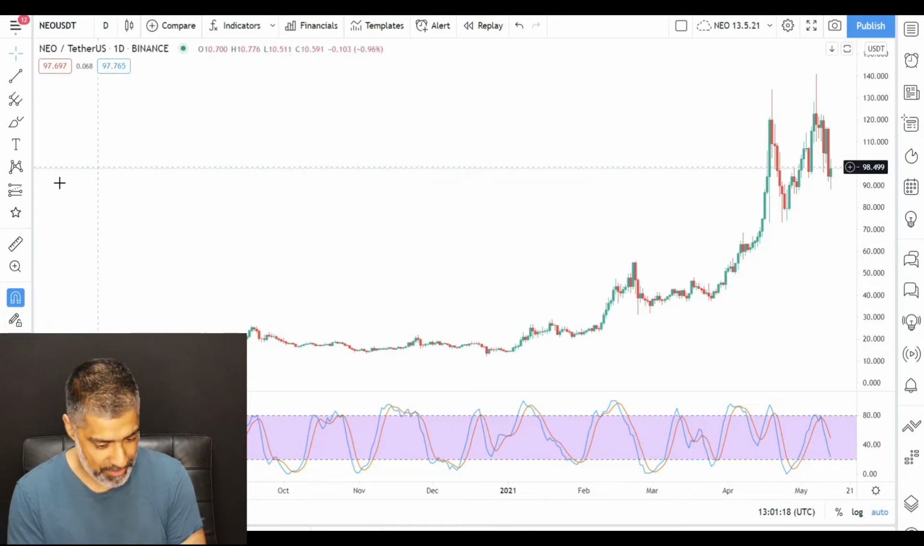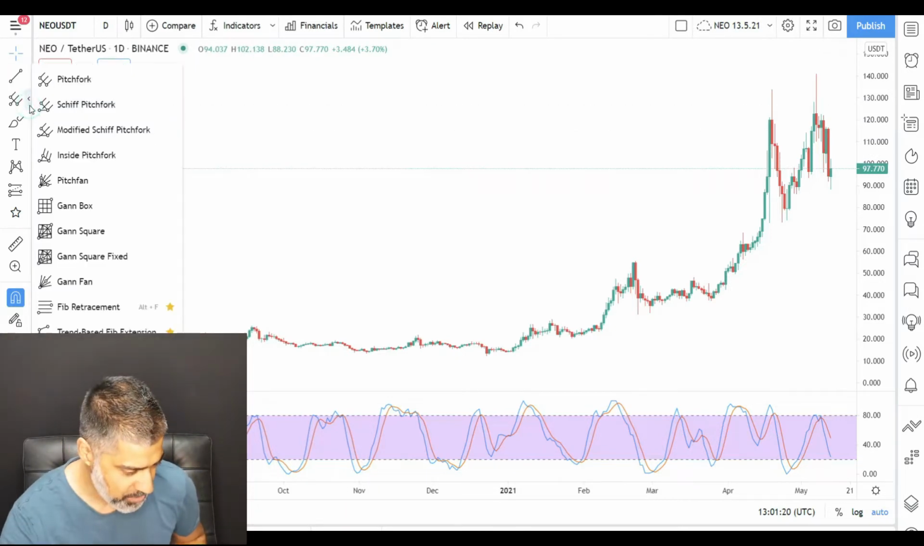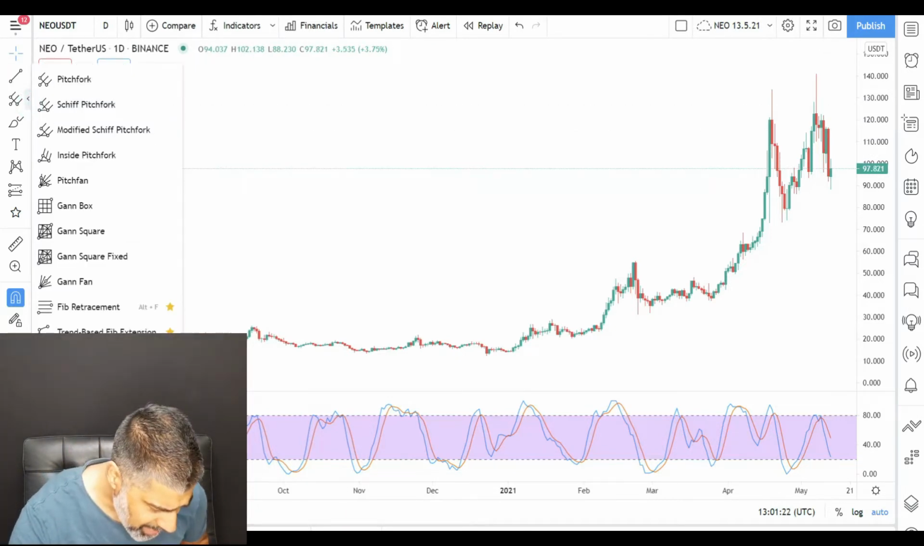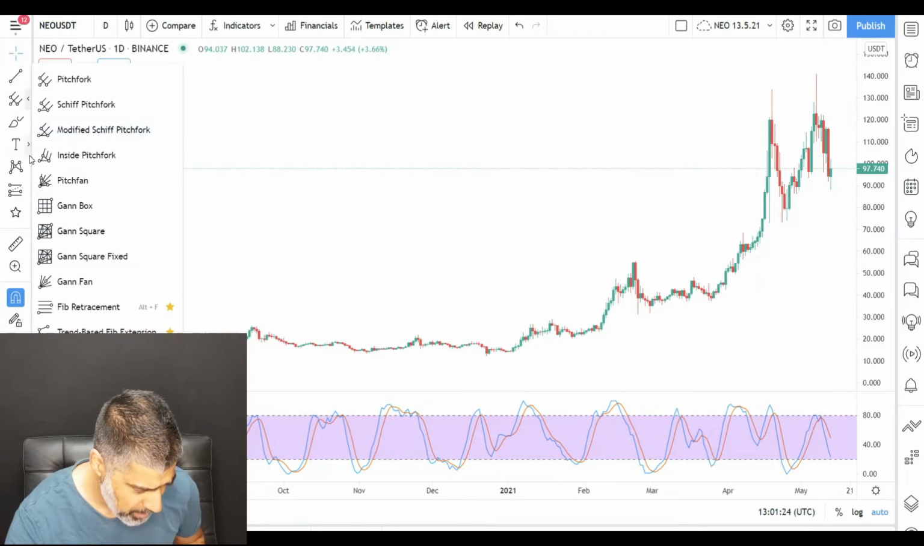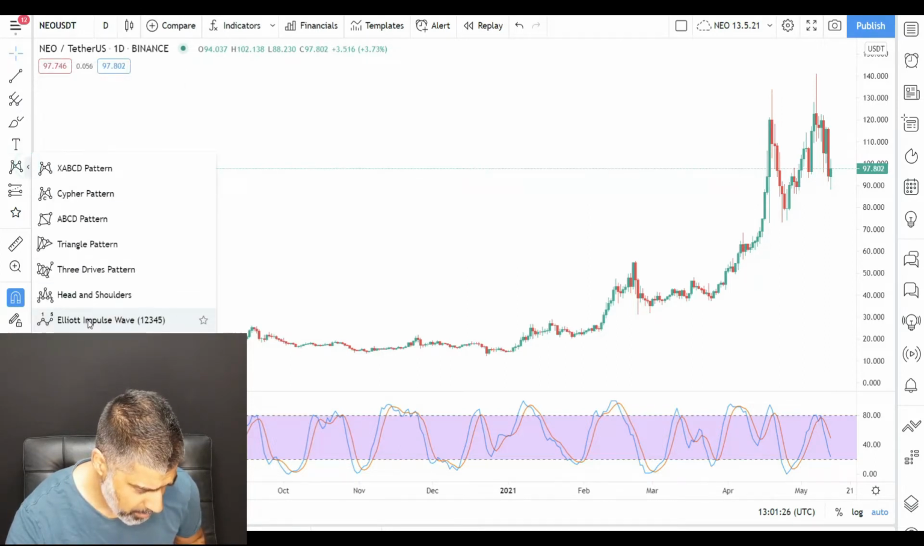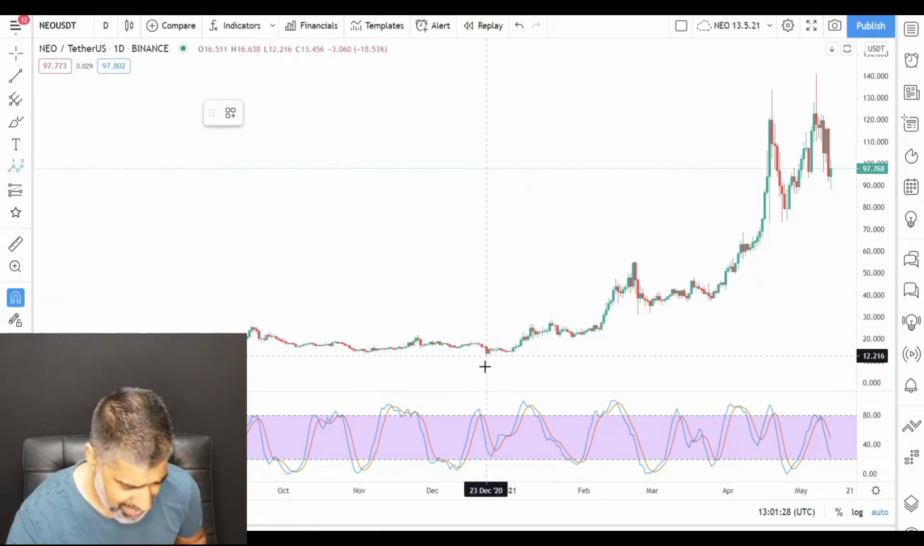Neo, the Chinese Ethereum. All right, let's do a fresh analysis. It's a fresh chart. I'm going to keep it high level. We're on a daily chart at the moment. I'm going to draw this. I'm looking for this tool where I can just draw the Elliott wave patterns.